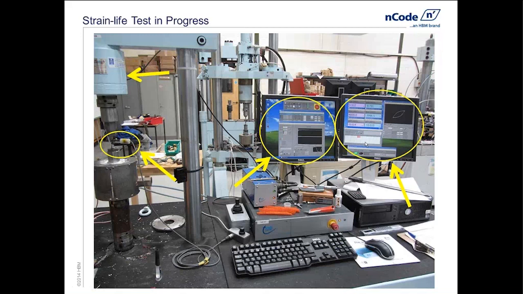So we're actually tracking load and total strain, but we're also able, in most cases, to track the actual plasticity, the hysteresis loops coming from that. And if you look at the CRT, you can actually see the hysteresis loop that's currently being generated from the test.